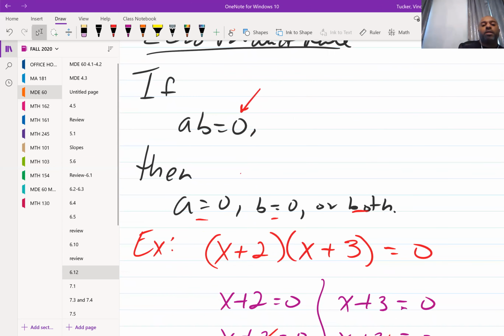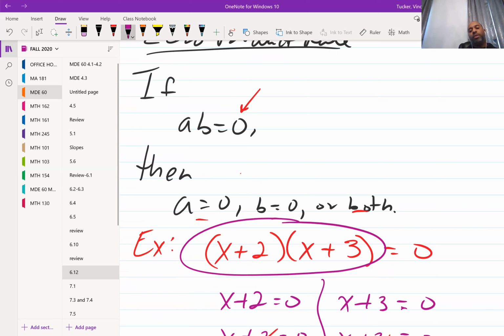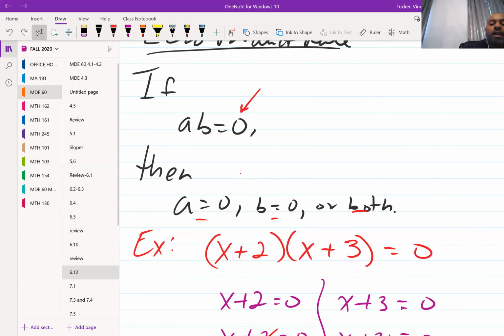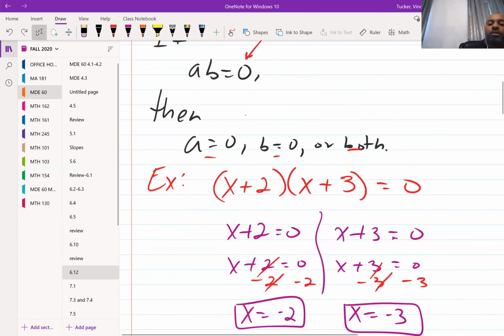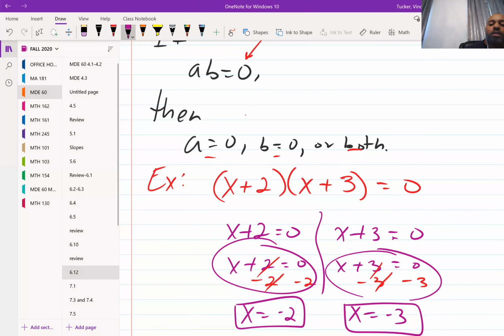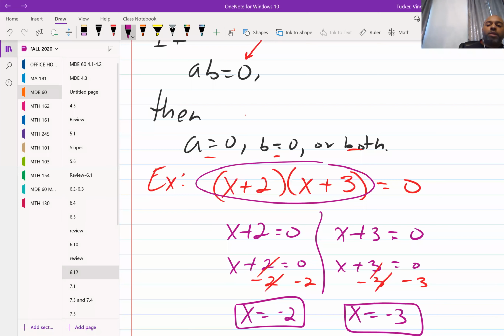So what that means for us is that what we want to do is have this type of scenario. X plus two, X plus three. In other words, we have our two factored expressions. Once we get that, we can set both of them equal to zero. Because I have X plus two equal to zero, X plus three equal to zero. Solve them by subtracting two from both sides and then subtracting three from both sides. That's what I did right here. And then that will give you my two solutions. So we're going to have our trinomial, factor out as much as possible, then set each piece equal to zero and solve.